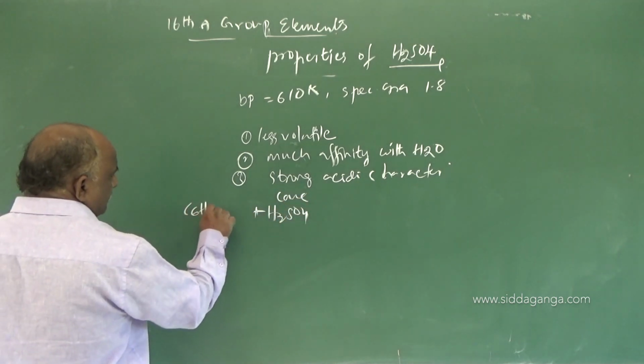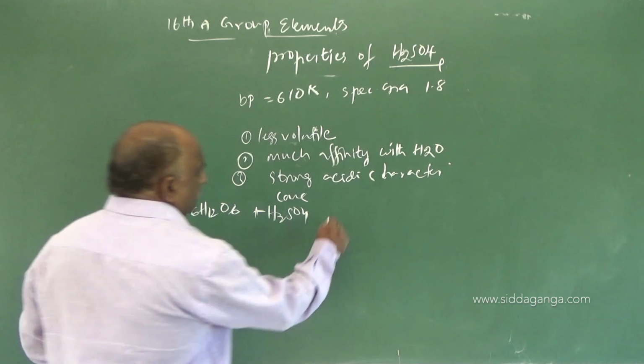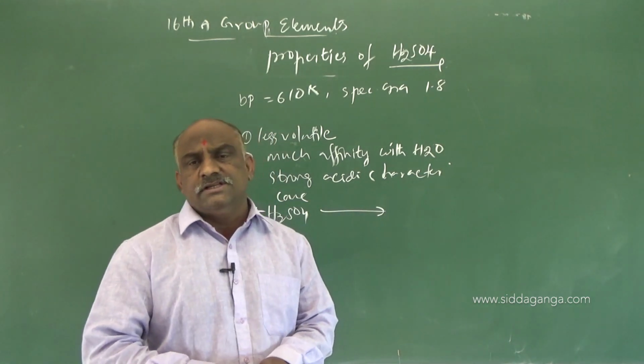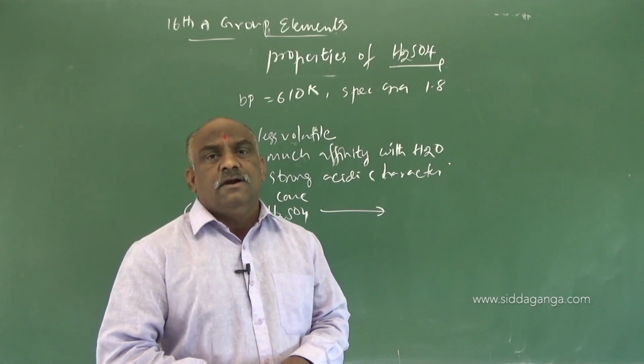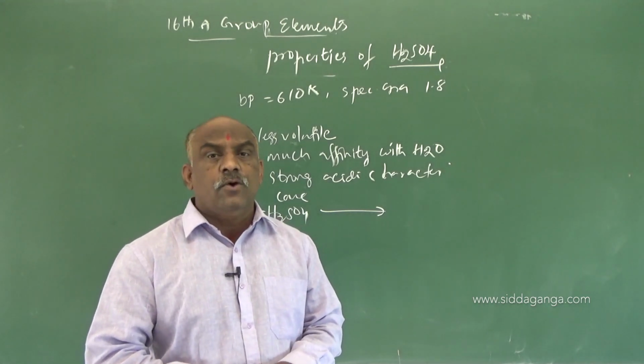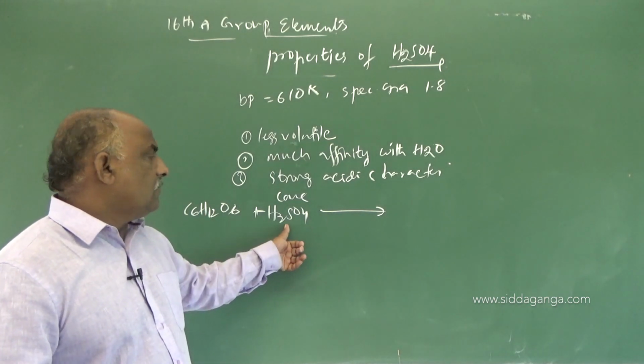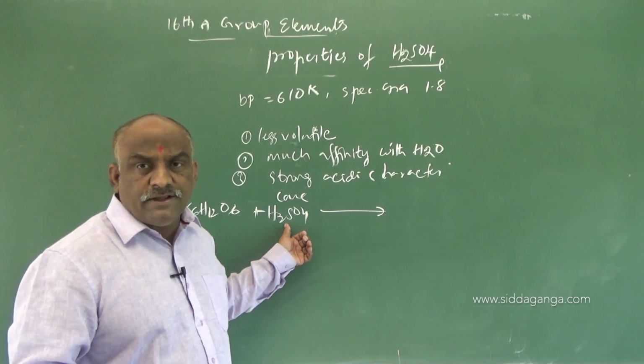and glucose was there, C6H12O6, then what will be the answer? In the laboratory you can observe this test, the confirmatory test for identification of carbohydrates. It is glucose C6H12O6 combined with concentrated sulfuric acid.